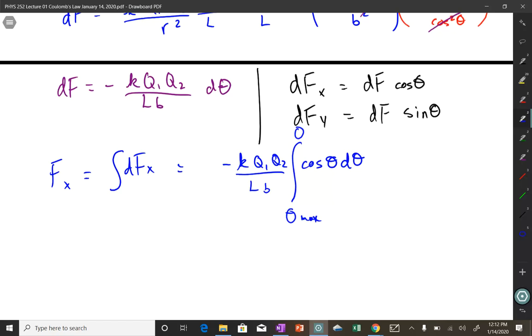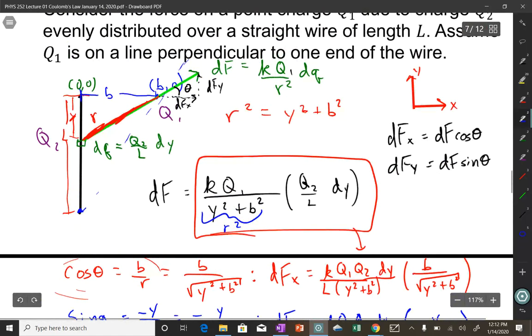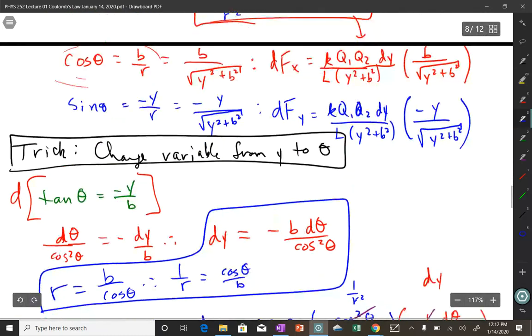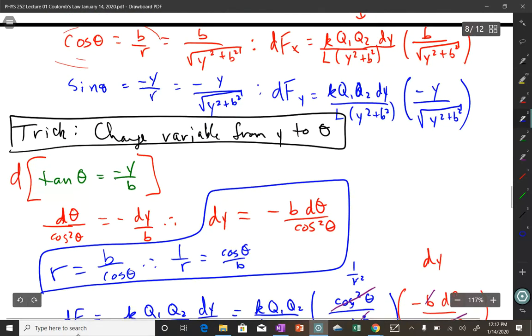Now, what is theta max? Once again, looking at our picture, using trigonometry, we can say theta is related to y and b. So theta max, oops, that's the line. Theta max is equal to arctangent of minus y max, which was L, over b.